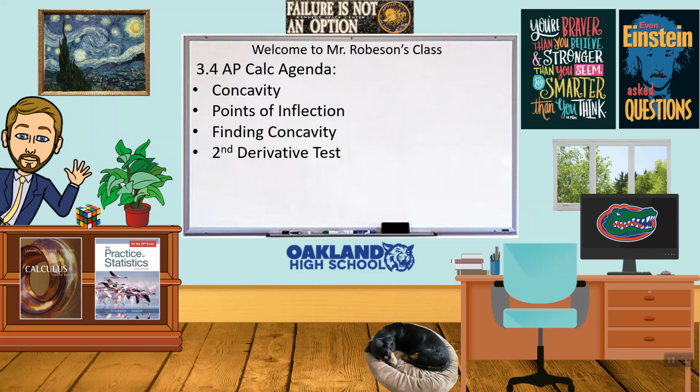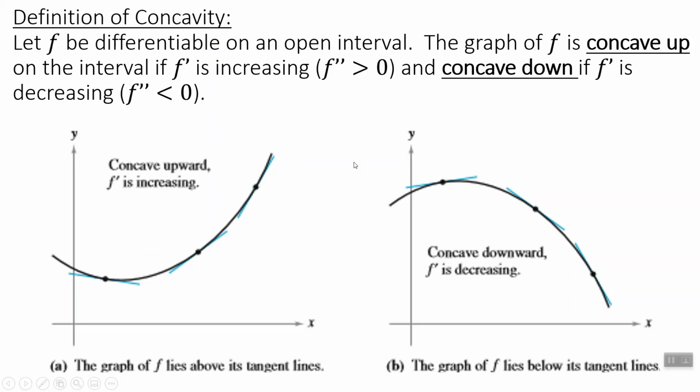Welcome back to Calculus. Today we're looking at section 3.4, concavity. So it's about the shape of the curve, and we'll talk about what a point of inflection is, go over how to find concavity, and then talk about the second derivative test.